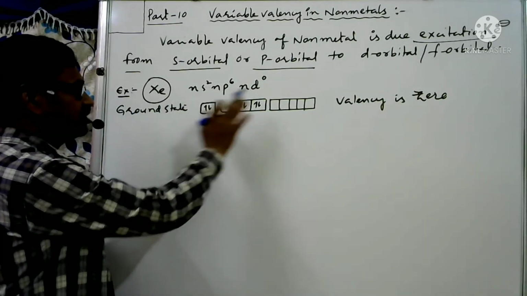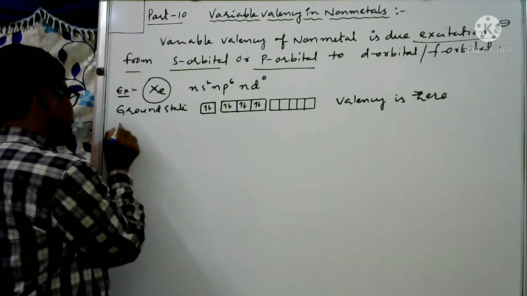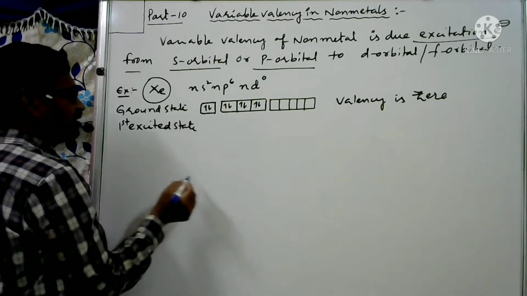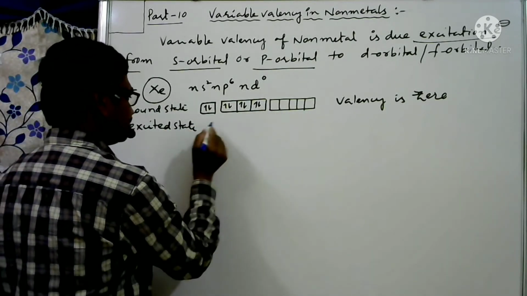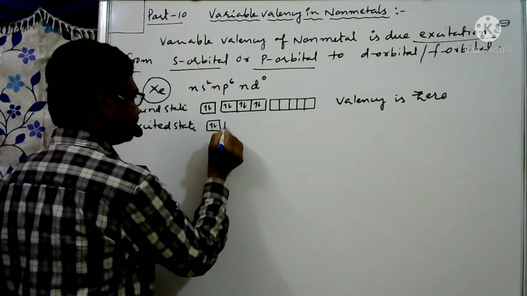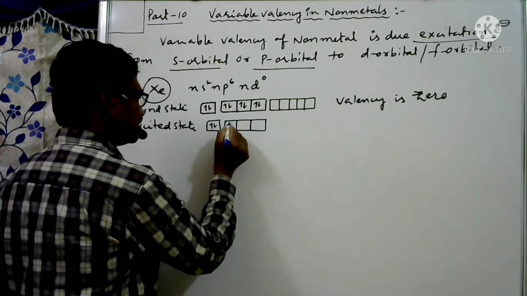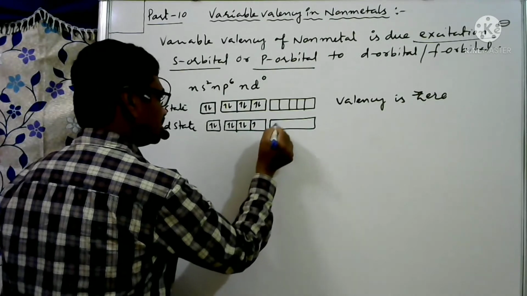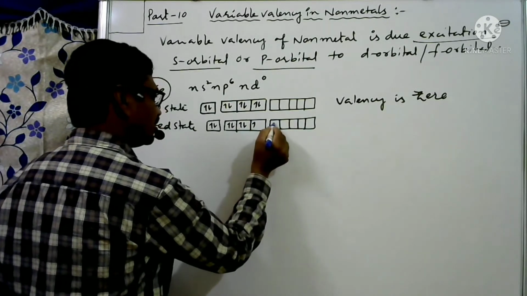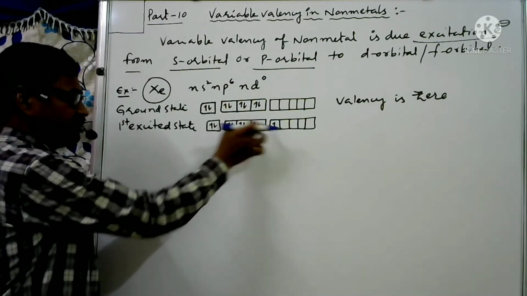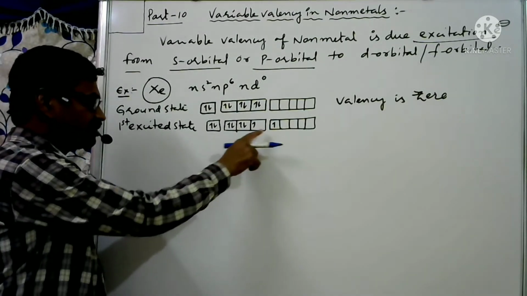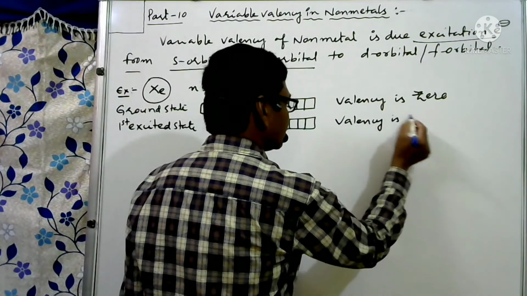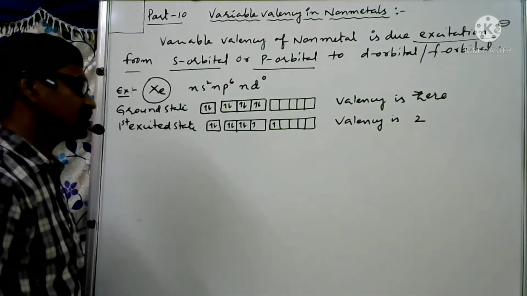In the ground state, xenon has no valency, 0. Now take the first excited state. This electron pair shifts from here to here. The s electron pair stays as it is, but for one of the p electron pairs, 1, 2, 3, 4, 5, this sixth electron jumps from this p orbital to the d orbital. Now you can observe how many unpaired electrons are present. Two unpaired electrons are present in this first excited state, so valency equals 2 for xenon in the first excited state.